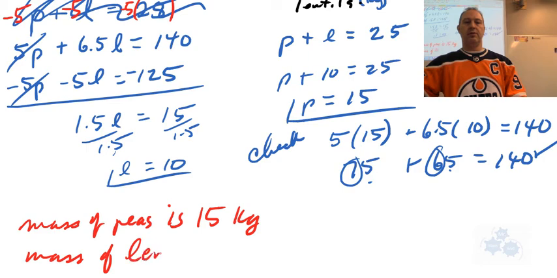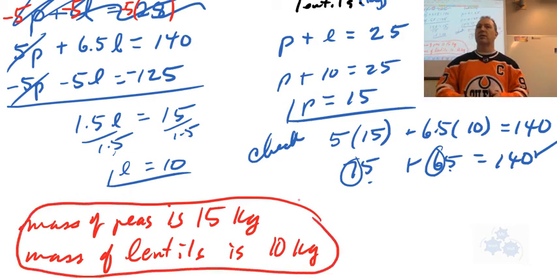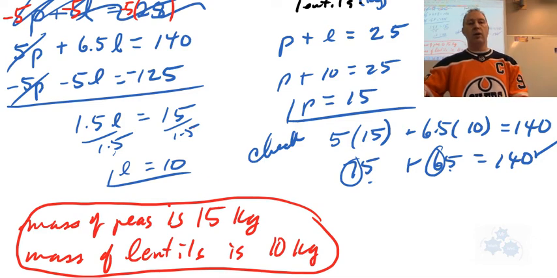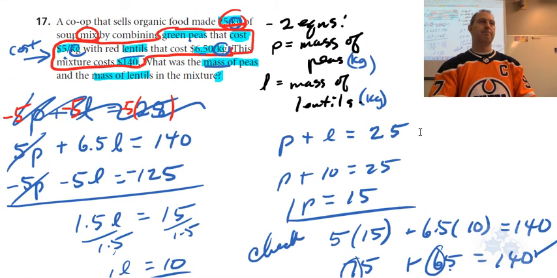Mass of lentils is 10 kilograms. And then circle it. So make sure that it's very clear with a word sentence if it's a word problem. Okay. Also, please remember to include your units. Don't say mass is 15, mass is 10. Okay. Mass of peas, 15 kilograms. Okay. Just be very clear there. Okay. Any other questions about 17 there? Cool.